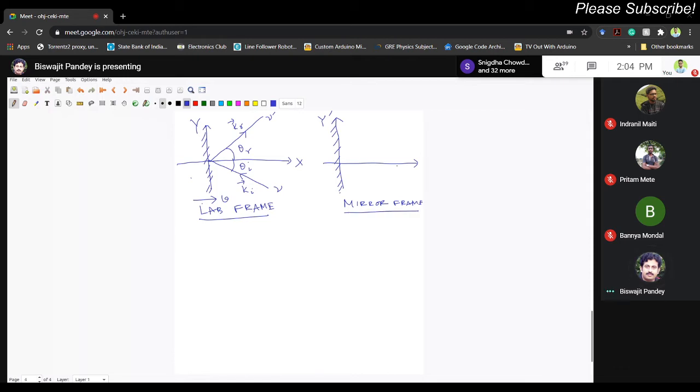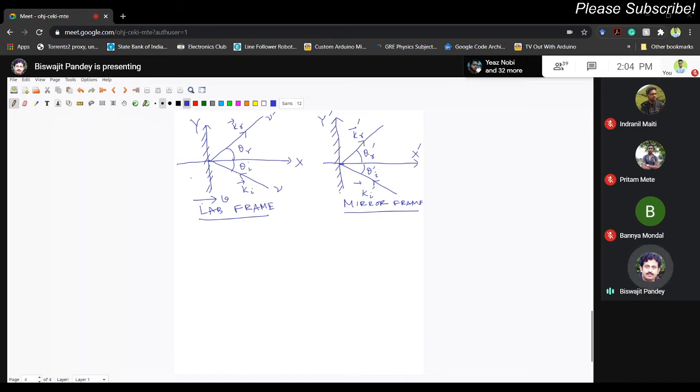In this frame, the axes are x prime and y prime. There is no motion along the z direction, so I'm just not writing any z axis here. So in this case also, the phenomenon is the same. Some light is coming from some direction, getting reflected in another direction. So let us label the quantities by using prime quantities, ki prime. Let us call this kr prime, and this angle theta I prime. This is theta r prime, right?